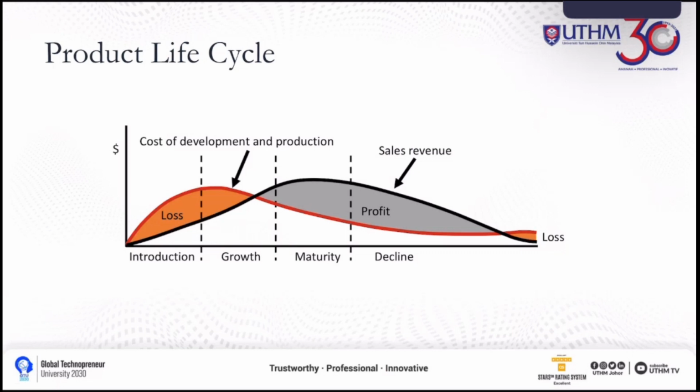So the next one would be the product life cycle. Like I said before, every type of product has a life cycle, from the introduction up until the decline process. So at introduction, we know that when you want to introduce your product, it is not known by others yet. So you need to put a lot of cost there, like the cost of development, the cost of production, and the cost of marketing, for example.